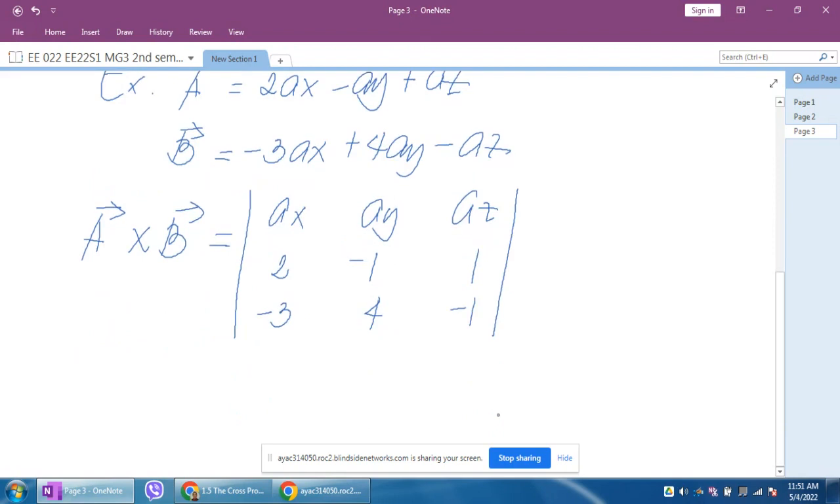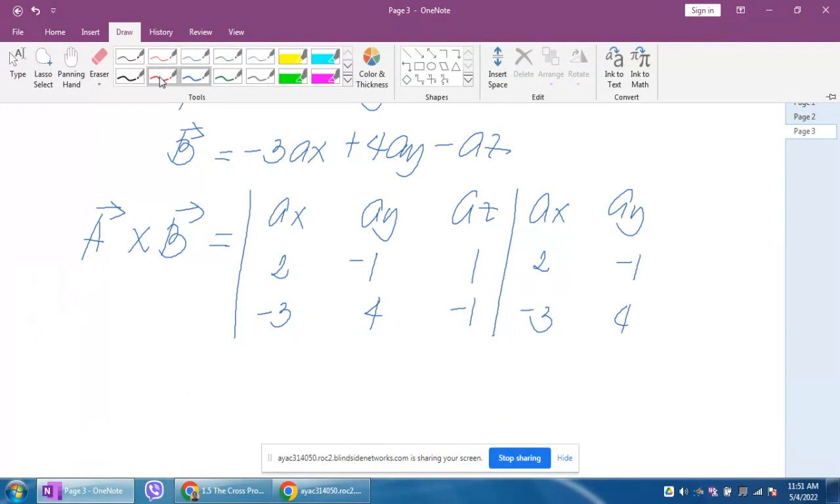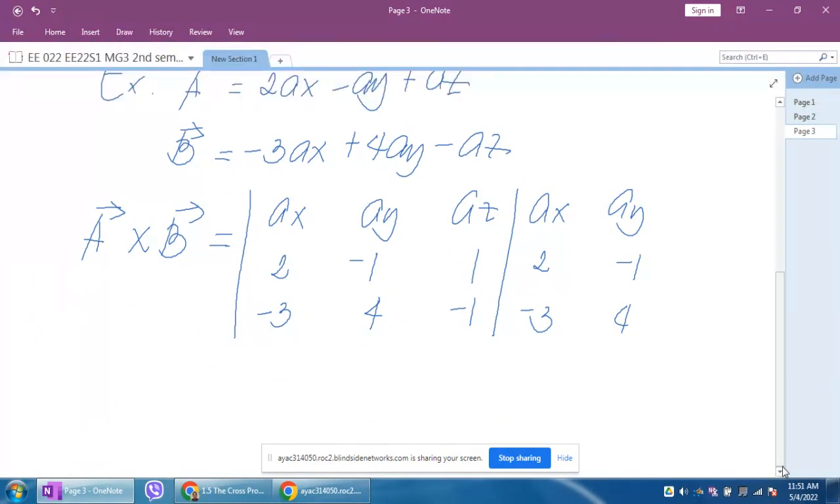Pagkatapos po, when we use determinant, what we do is we copy the first and second column. Okay, copyhin ko AX to negative 3, and then AY, negative 1, and 4. Para diretso na lang po yung diagonal natin. So, main diagonal is positive, counter diagonal is negative. So, ibig sabihin, multiply ko ito, positive yan. Sige, red na lang dito.